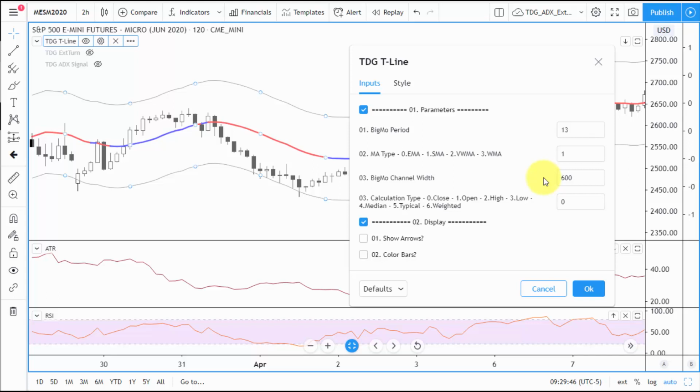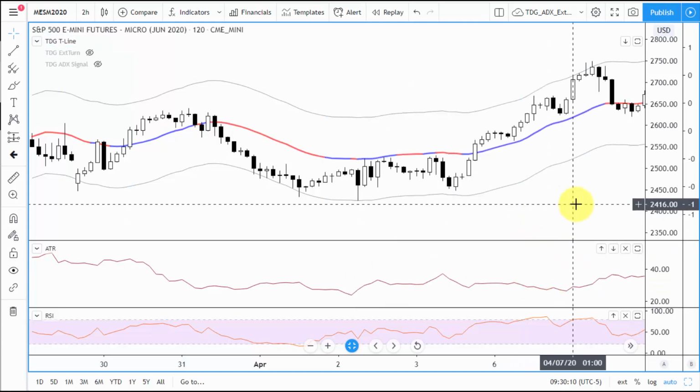But if you're in the live room or you're watching training videos and you see that the Big Mo bands are set up at a different spot, it's likely because you've modified the parameters or you're on a different time frame or a different trading instrument. All right, so we're going to go with 1, which is the simple. This is the exponential moving average, volume weighted, and then weighted moving average. Now let's go ahead and click cancel.